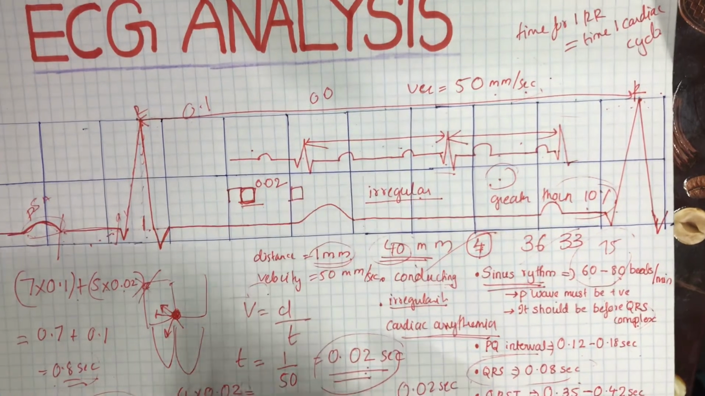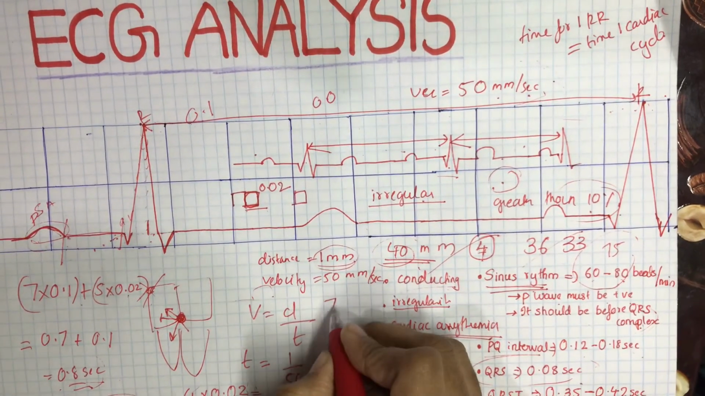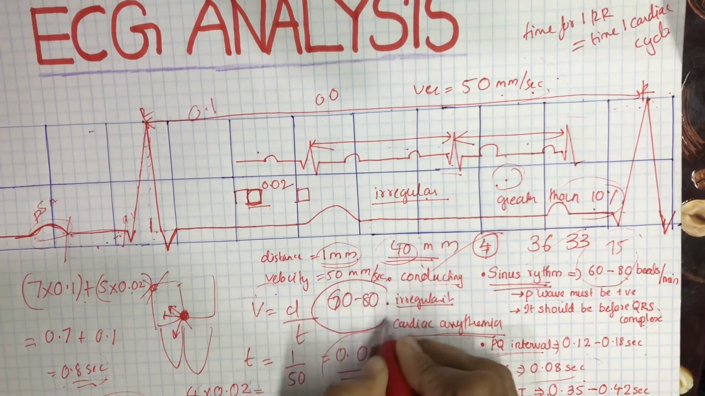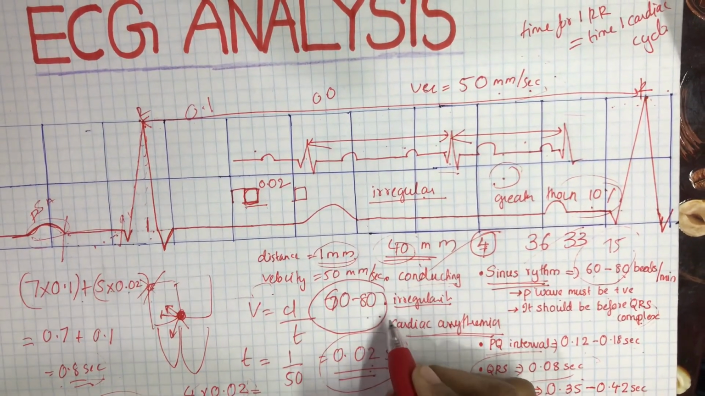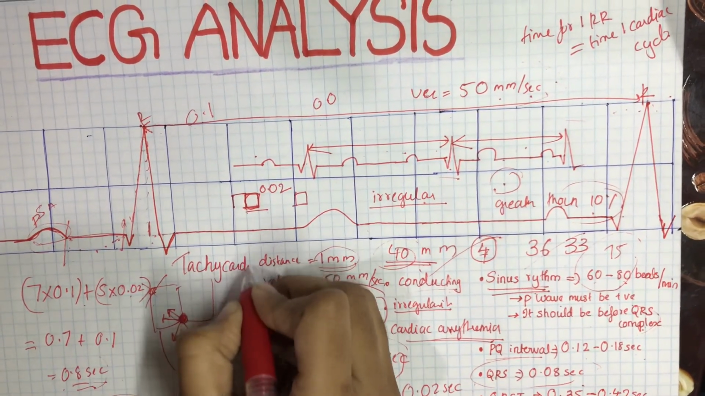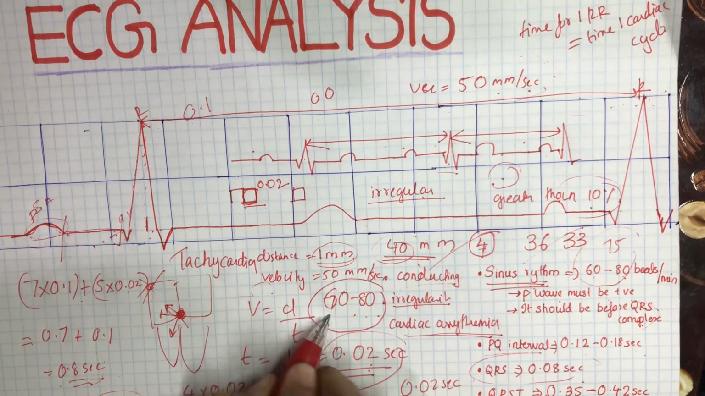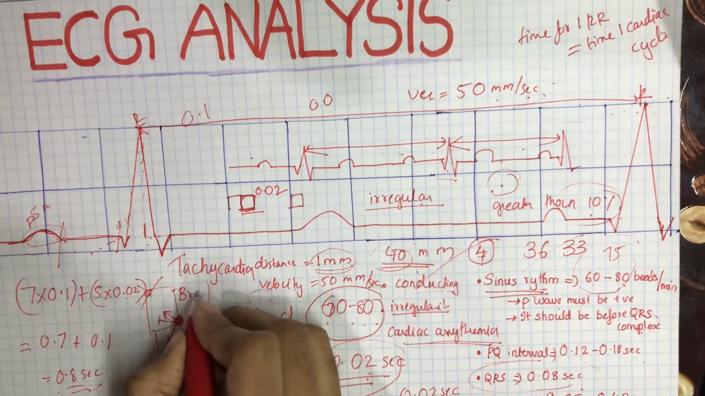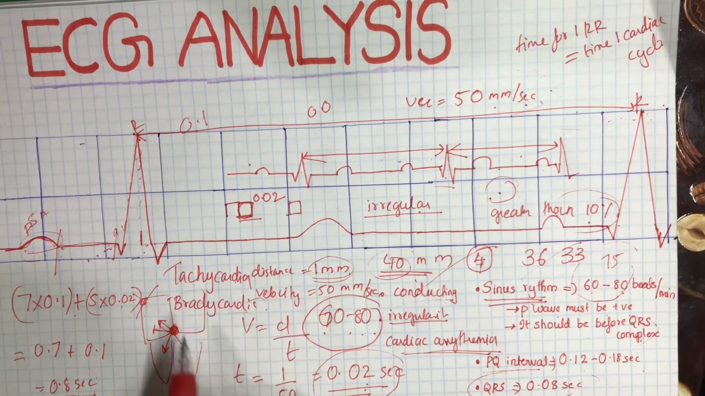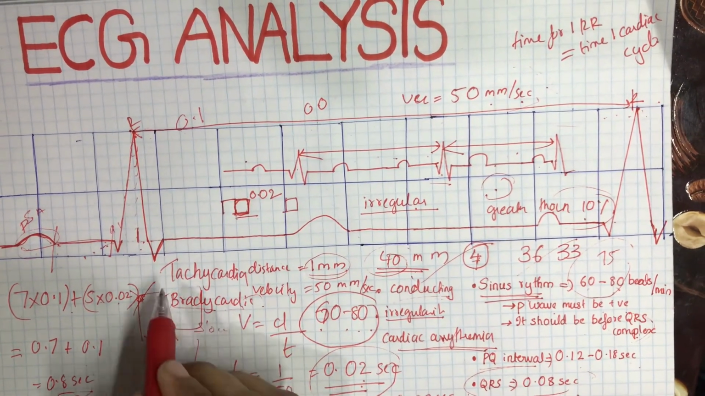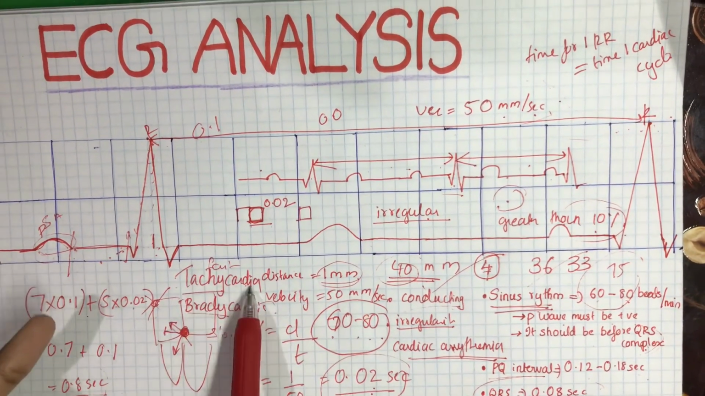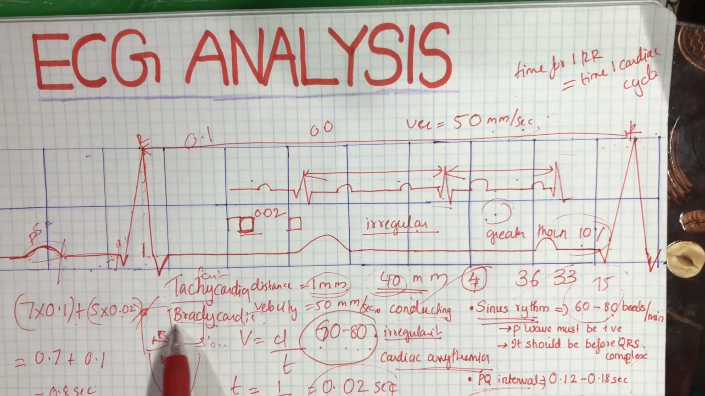And two more things I have to tell. The normal heartbeat is 60 to 80, and if it is more than 80, we tell it as tachycardia. And if it is less than 60, we tell it as bradycardia. Cardia is heart, brady means slow, and tachy means fast. If it is greater than 80, it is tachycardia. If it is lesser than 60, it is bradycardia.